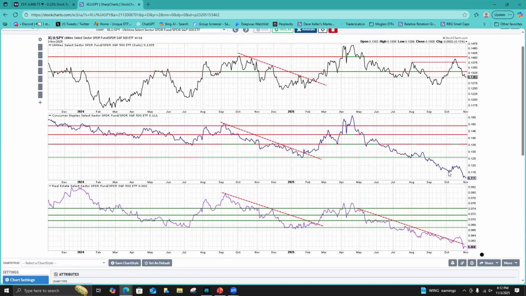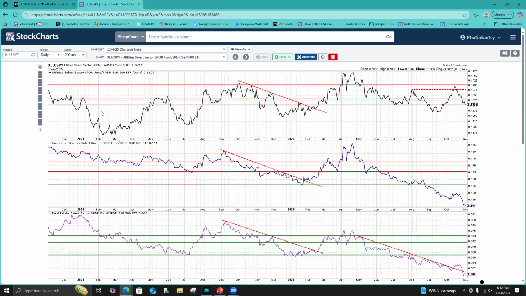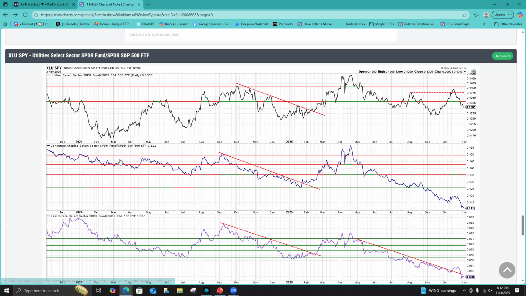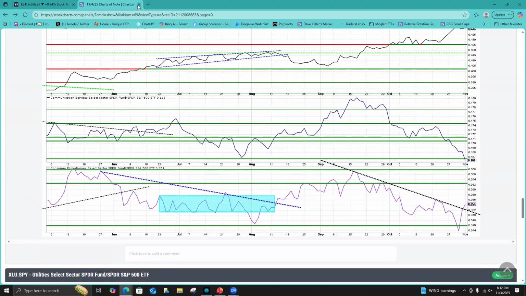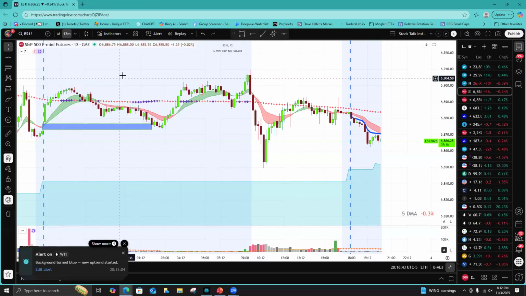But obviously, Staples looking just god awful, and real estate still looking bad. I was pulling for real estate, thought maybe we had a little bit of a Wyckoff flush situation on it, but it did not pan out today. So those are a couple of the key charts.